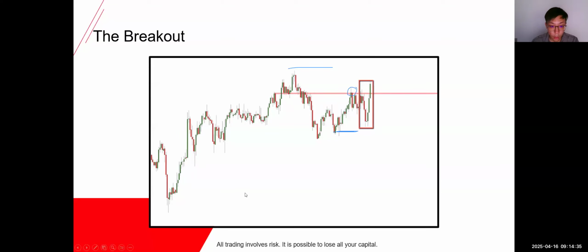Because right here, we have to remember this market structure. It created a change of character. This correction downwards is temporary only, right? Like this. So what's next is we are waiting for it to come back here, and then we are taking buys. This is generally a safer option.